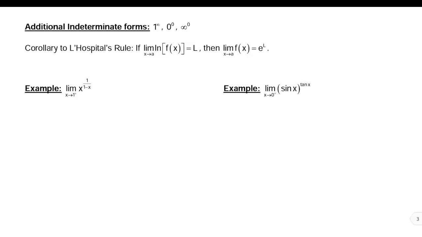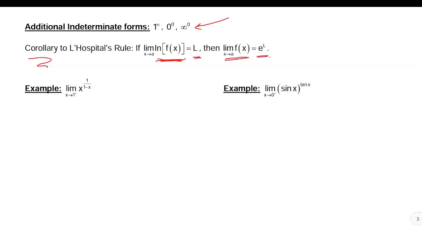Additional indeterminate form. So we have what's called a corollary, or a type of addition to L'Hopital's rule. So if you can get a limit on the natural log of the function, then the limit on the function is equal to e to that limit. So what we're going to do is we're going to take the log of the function, and when we get the limit, we'll go back and we'll exponentiate. So we'll take e to that power to undo the log.